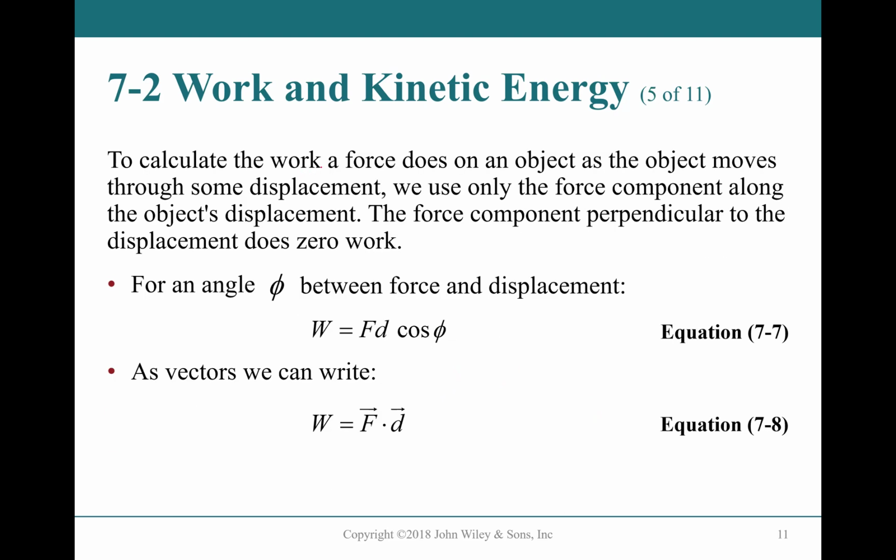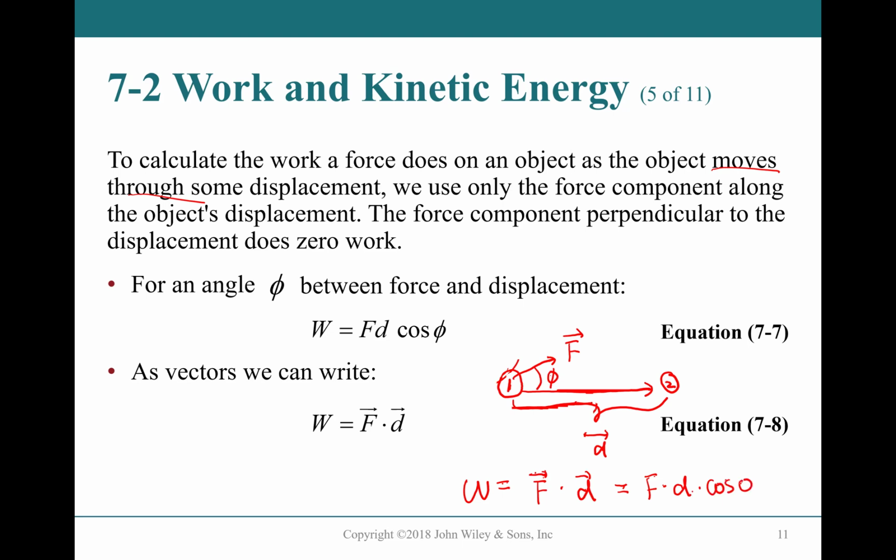So to calculate the work a force does on an object, the object moves through some displacement. If we move the object from here to here, it must move. If the object didn't move, then we say the force didn't do anything. So the displacement from here to here is d. And how to calculate work? Work equals force dot displacement. And if you know the angle phi, it is equal to F times d times cosine phi. Be very careful. So this is how to calculate the work.